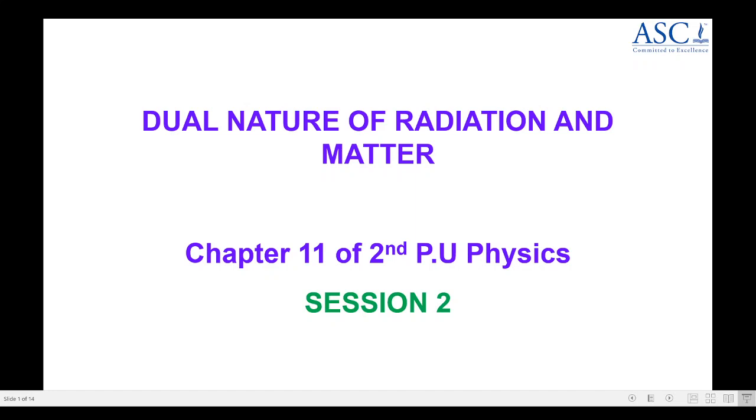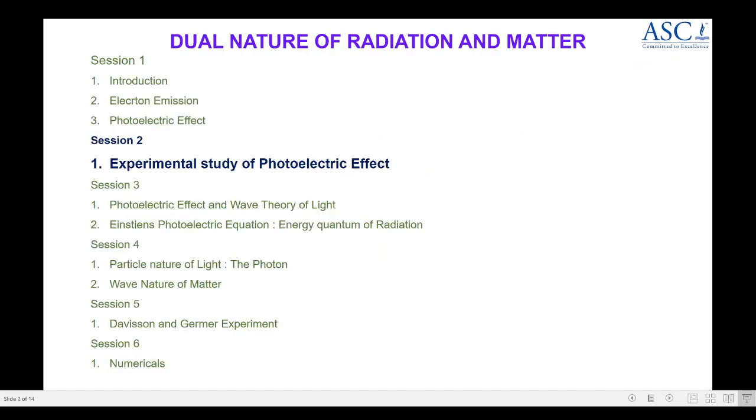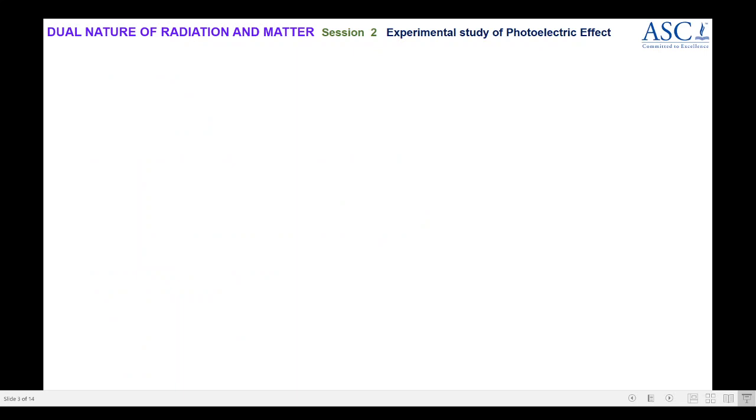Students, welcome to the second session on dual nature of radiation and matter. In today's session, we'll have a look at the experimental study of photoelectric effect.